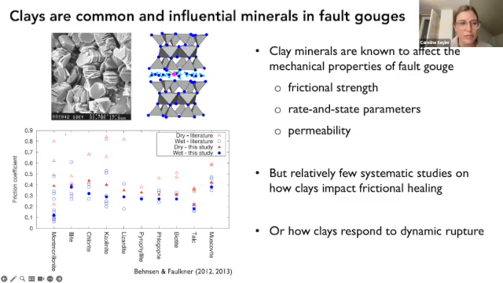This is just one simple example of friction coefficient, and we can see that amongst a bunch of different clay species, you have very low friction coefficients of about 0.1 to 0.4. There are a lot of other studies looking at rate and state friction of clay-rich gouges, but there are relatively few studies that look at how clays impact frictional healing or how clays respond to earthquake ruptures. Those are two of the topics I'm going to focus on here.